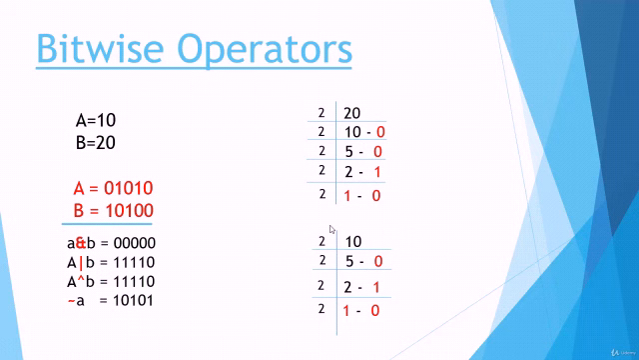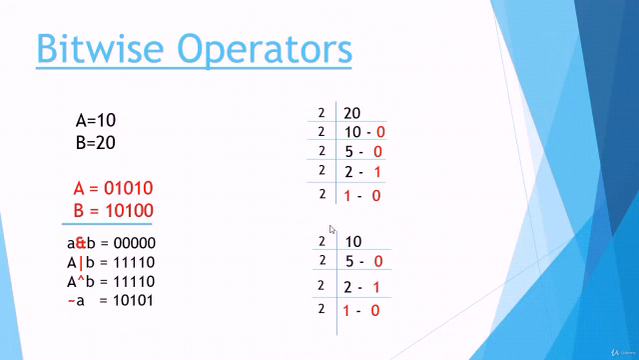And the third one is the XOR, in which if both of the values are of different types, like 0 and 1, then we write 1. If both of them are of the same type, like 0 and 0, then we write 0. We start from the right side, 0 and 0 are the same, so we write 0. 1 and 0 are two different values, so we write 1. And in this way, 1, 1, 1, 1 and 0.